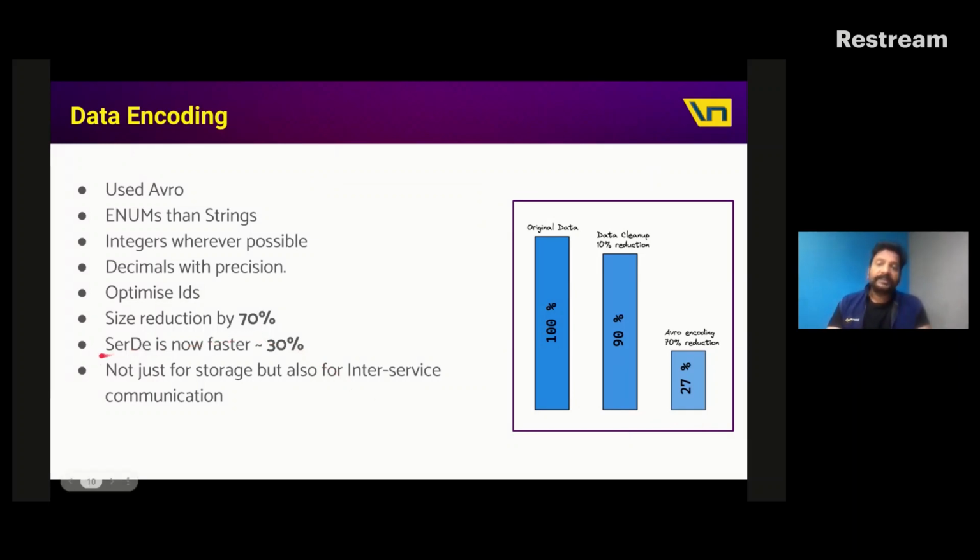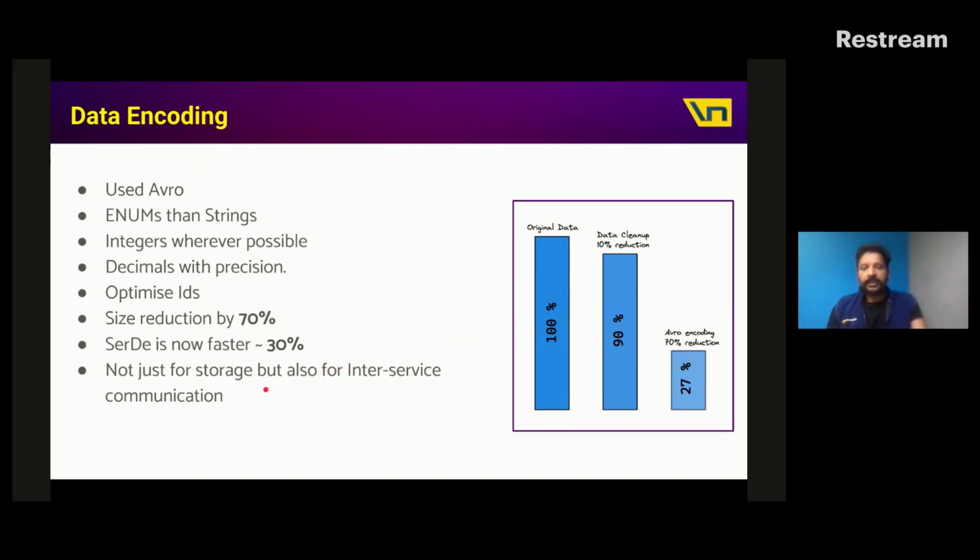And now our serialization and deserialization, we shorten it and say SERD, is also faster by about 30%, because with binary formats, serialization and deserialization is way faster than JSON. So we were at 100, we did data cleanup and we went to 90. And then with Avro encoding and more encoding reduction, we are now at 27% of the overall data size that we were at.